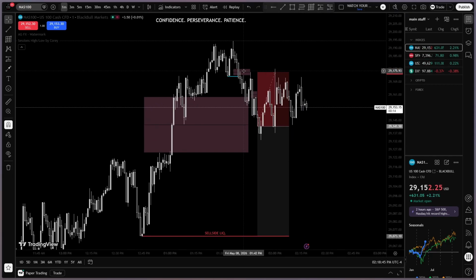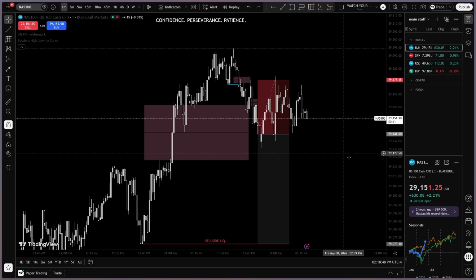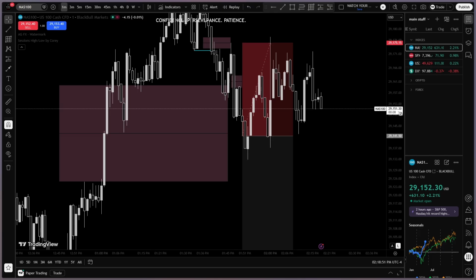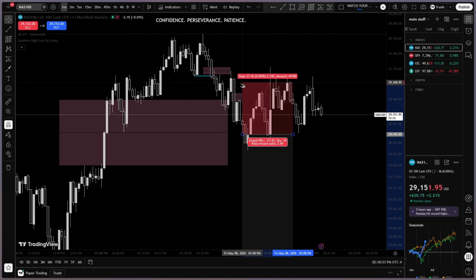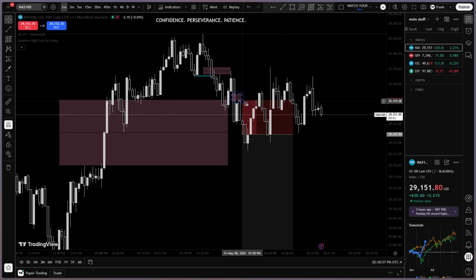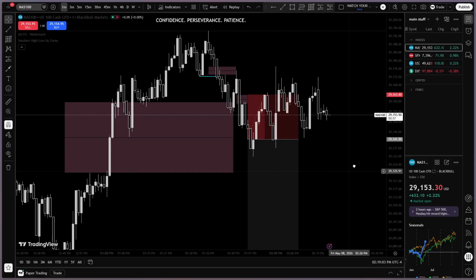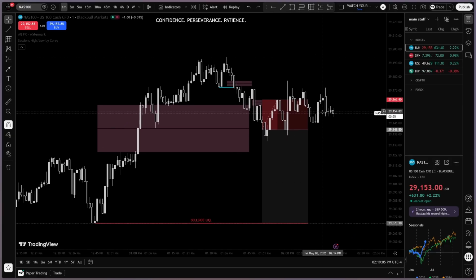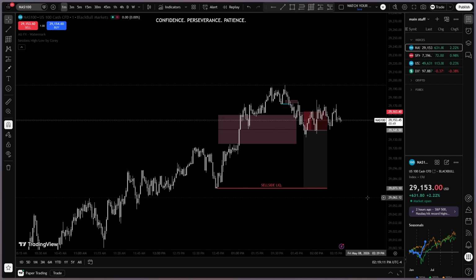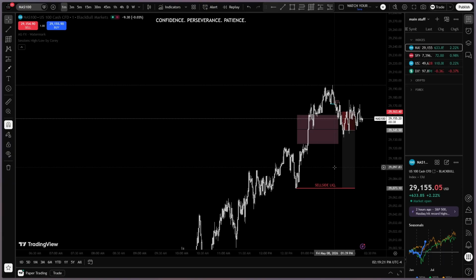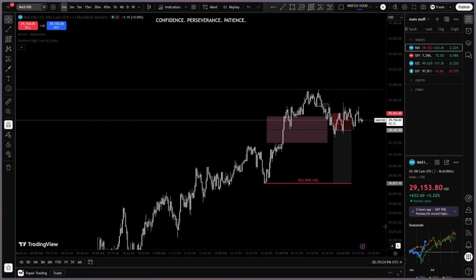Market structure shift, 3-minute FVG, then 1-minute FVG, instant reaction. I moved my stop. This is not a real stop loss. Wait a second. That was the real stop loss. So I got stopped out, but I cut the risk, and this is a lesson not to trade shorts when we are going up and up and up.